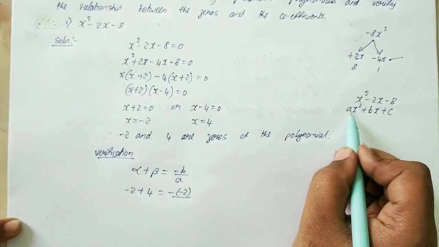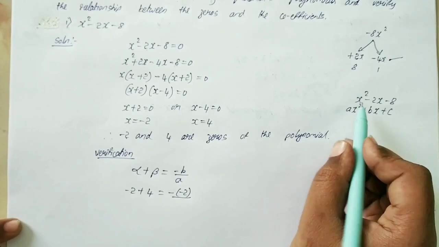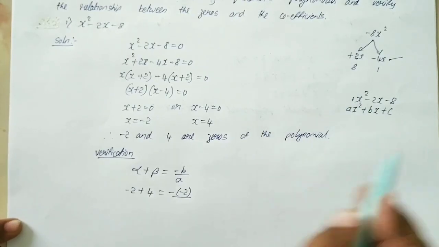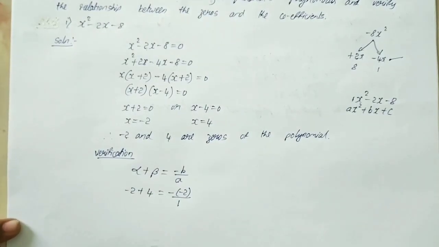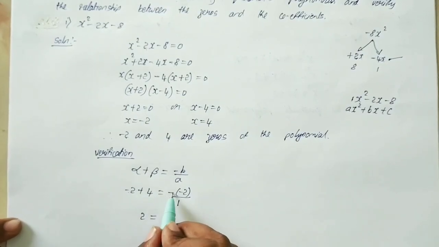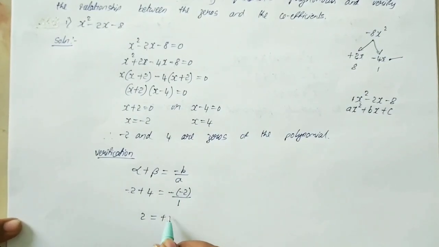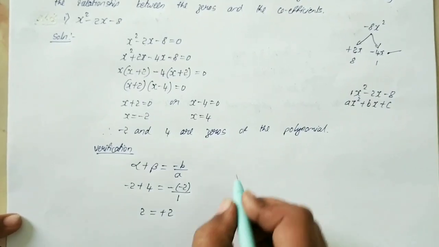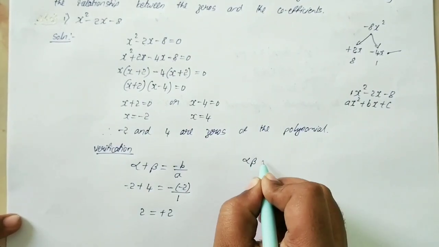A, what is a? So a is a coefficient of x square. So what is the coefficient of x square? 1, right? So 1. Minus 2 plus 4 plus 2 is equal to minus into minus plus 2. So LHS is equal to RHS. So hence verified. Next, product of zeros we have to verify.